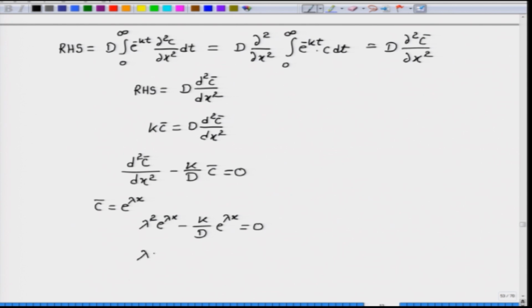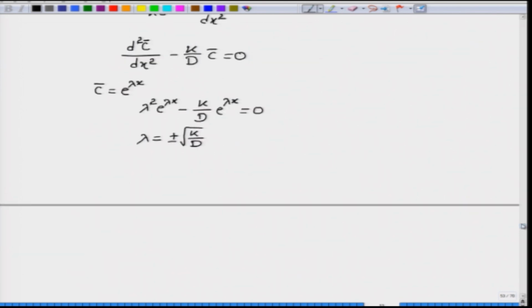So, we get lambda equal to plus minus square root of k over d, and if we have multiple solutions, the linear combination of the solutions is also a solution. And so, we can write c bar equal to p exponential minus root k by d x plus q exponential plus root k by d x.